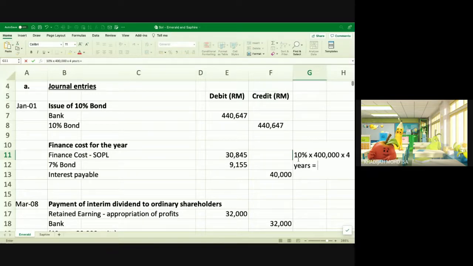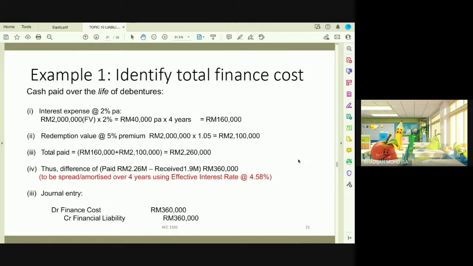So if you want to take for the year only, how is that? Interest expense is 10%, 40,000. This is 160,000.